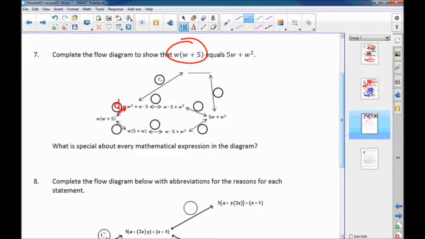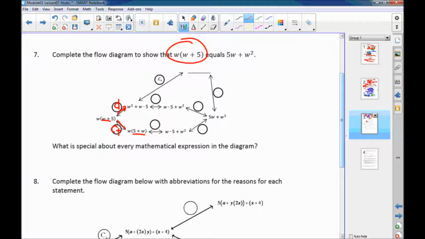All right, now going the opposite way down here, well, the parentheses didn't go away. The W is still on the outside, but inside it went from W plus 5 to 5 plus W. So the order of the adding changed. Order of adding is commutative property with addition. Okay. And then we're doing a couple other things.